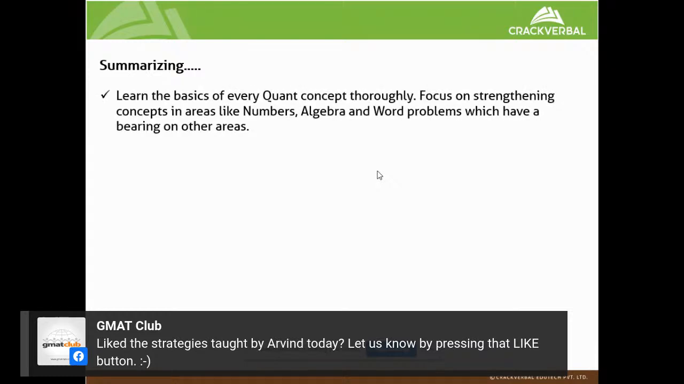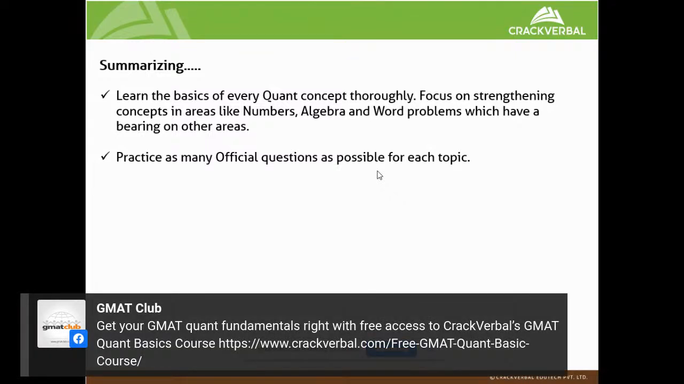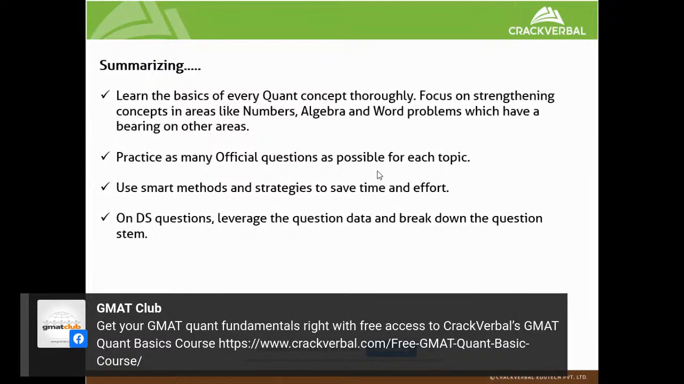So a quick summarizing of what we discussed. Learn the basics of every quant concept thoroughly, especially areas like numbers, algebra, word problems, which ultimately have a bearing on other areas. Practice as many official questions as possible from the official guide, from the quant review, and you can also subscribe to the online questions on mba.com. Use smart methods and strategies. It will help you save time and this will reduce your fatigue, right? On DS questions, leverage the question data and break down the question stem. This will again help you to save time and effort, right?